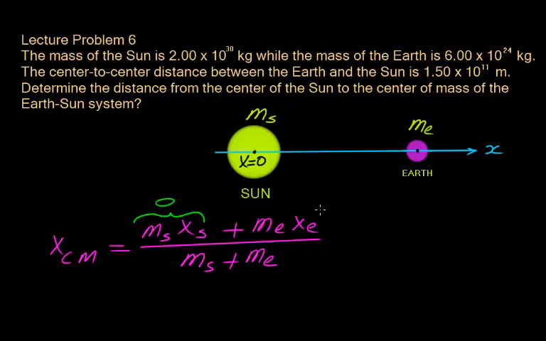Substituting the remaining quantities, the mass of the Earth, the mass of the Sun, and the distance of the Earth from the origin of the system coordinate, which is 1.50 times 10 to the 11, we can solve for the center of mass as measured from the center of the Sun, which is the origin of the system coordinate, to be 4.50 times 10 to the power of 5 meters.